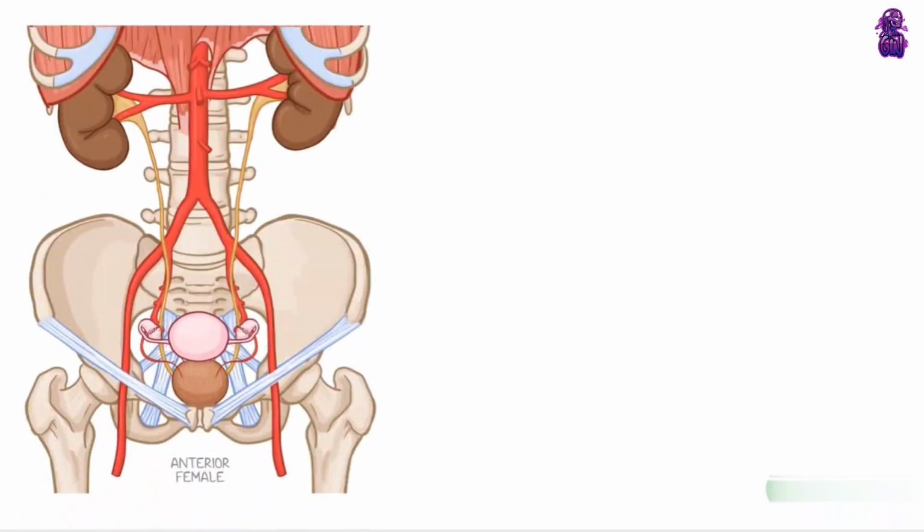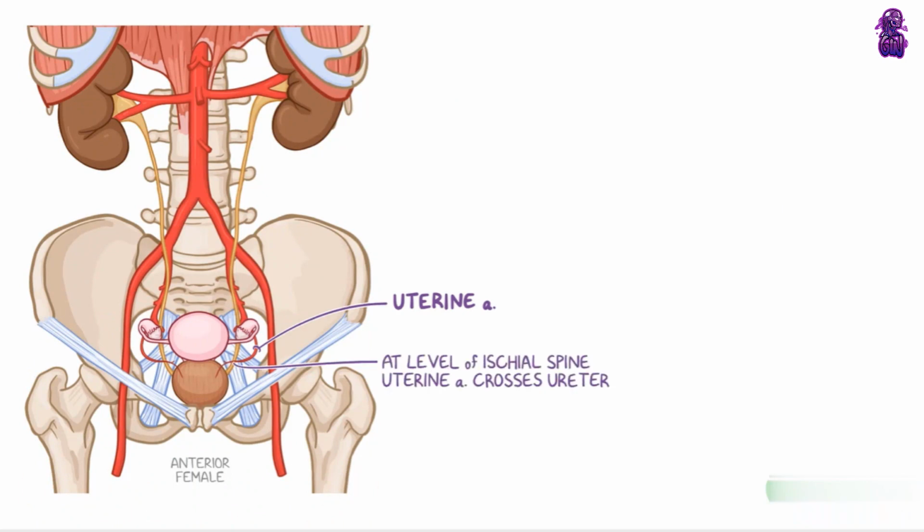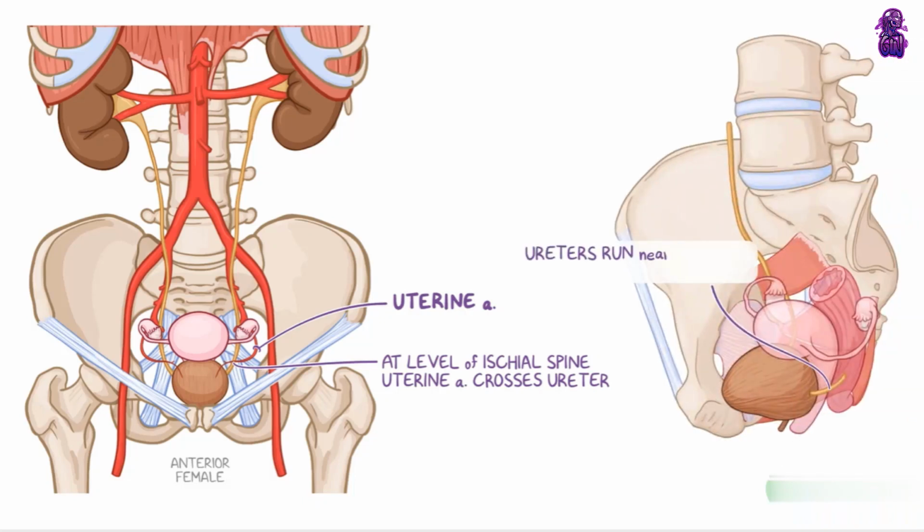In females, the ureters pass medial to the origin of the uterine artery. Then, at the level of the ischial spine, the uterine artery crosses the ureter. Finally, the ureters run near the lateral part of the upper vagina and enter the bladder.